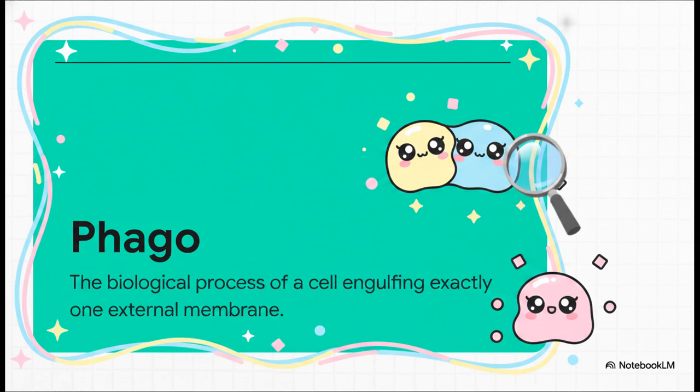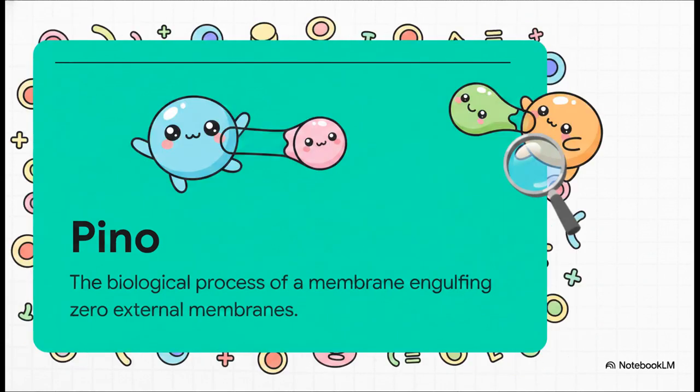A cell might engulf an arbitrary amount of fluid or debris. But in their strict mathematical model, they defined a very specific, isolated action called phago, where a cell membrane perfectly swallows exactly one other external membrane, nesting it entirely inside itself. To complete this little cellular toolkit, we have pino, short for pinocytosis. This is essentially the membrane folding inward and pinching off to create a small, empty bubble inside itself.